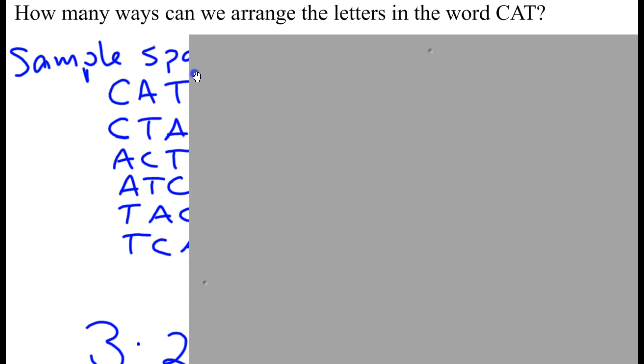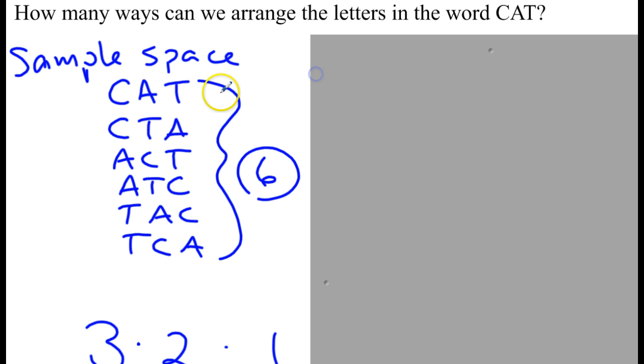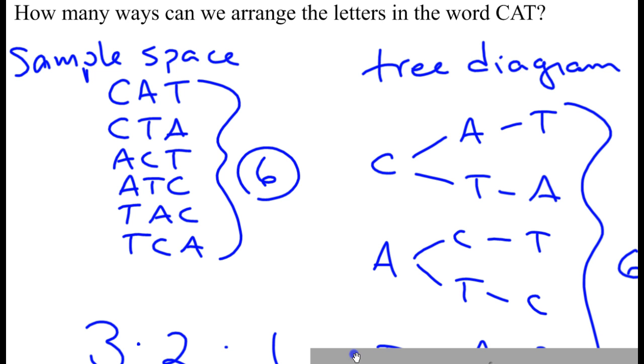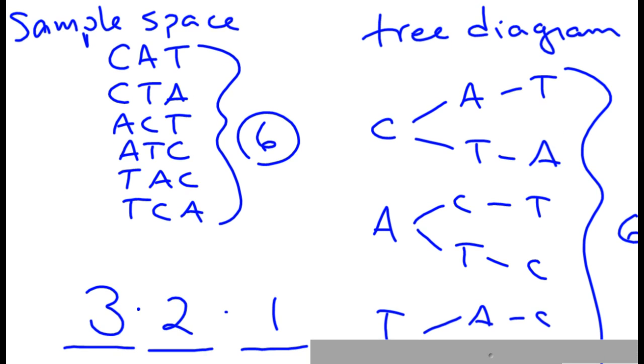Okay, so hopefully you wrote down as many ways as possible. This is what a sample space would look like. Those are the 6 ways, and there are 6 different ways. Another way would be with a tree diagram. In a tree diagram, we say, well, you could start with a C. If you use the C, you've got an A and a T left. If you use the A, there's only a T. If you use the T, there's only an A. So setting things up in a tree diagram leads us to the same answer, 6 ways.